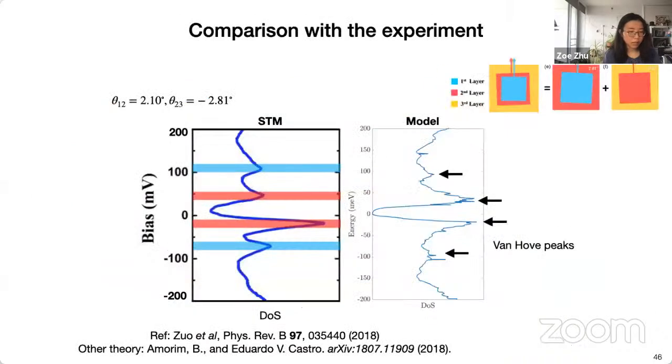Okay, so now with all the theory, we can compare with some experiments. The first check we did is against an STM paper that was published in 2018. They measured the density of states spectrum of the system, and our model is able to produce the correct peak positions that were measured from the STM data.